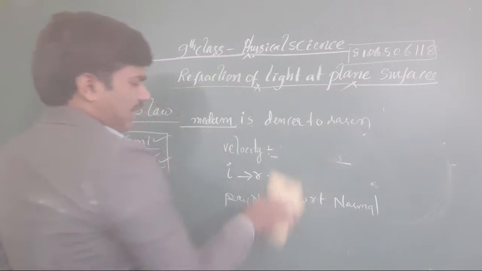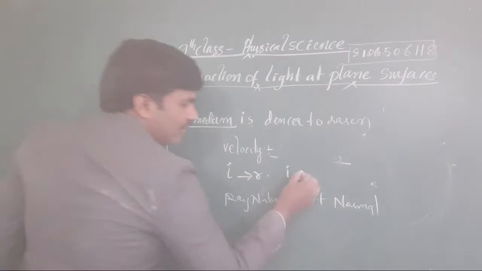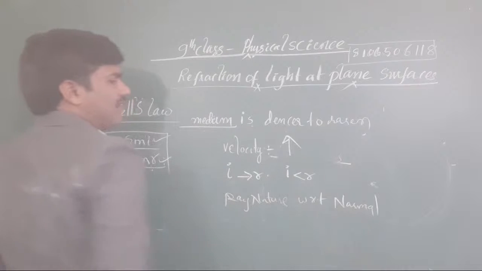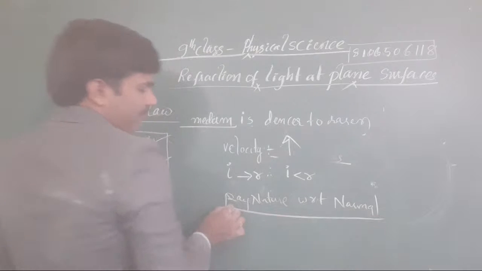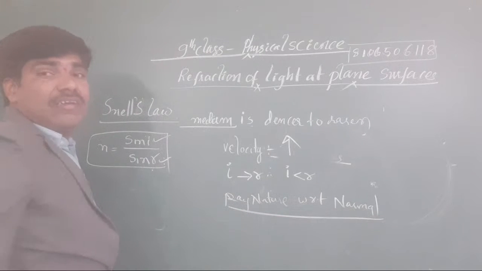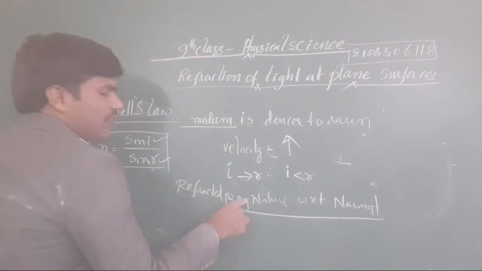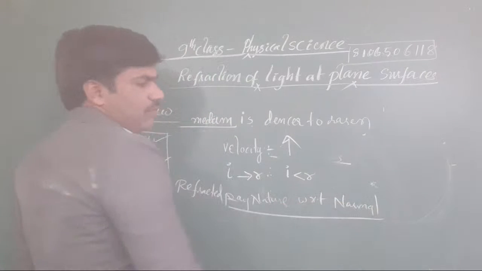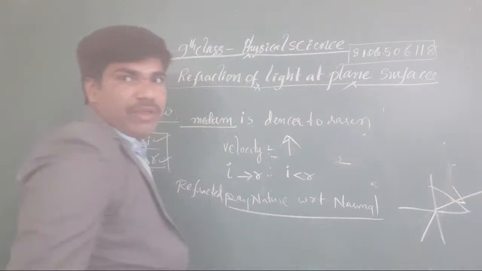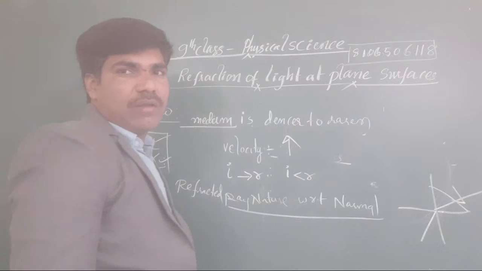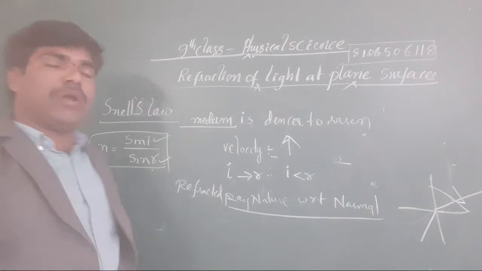When you take I to R, I is compulsorily less than R. The velocity increases, and I is less than R. And the refracted ray nature with respect to the normal: you know very well that when it goes from a denser medium to a rarer medium, it goes away from the normal. This is the information that came from our experiment conclusions.